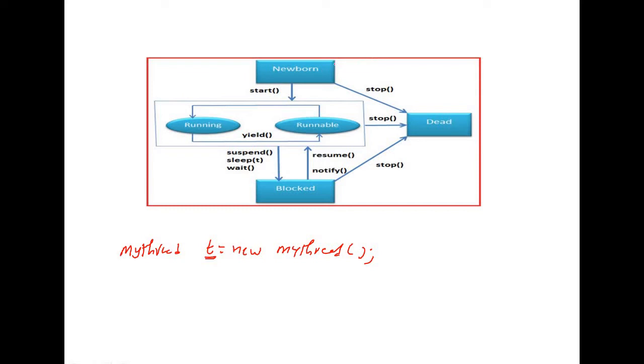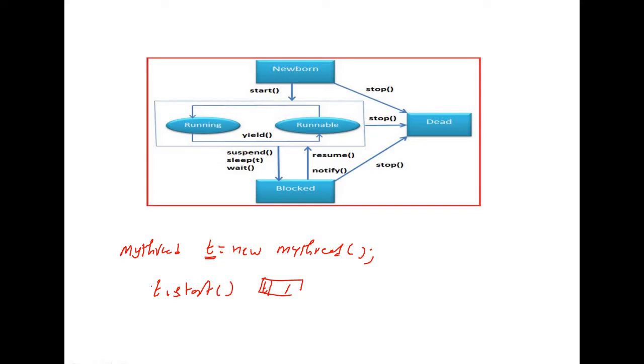After that, to enter into the runnable state, we write t.start. Here t stands for the thread class object. Whenever we apply the start method on this thread, it will enter into the runnable state. There we have a queue, and in this queue the thread has been added.